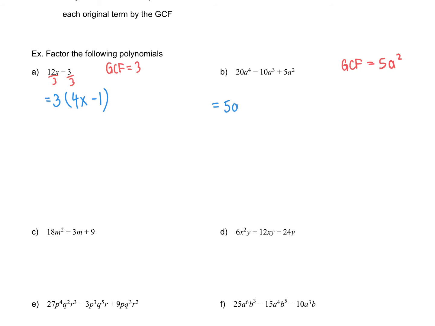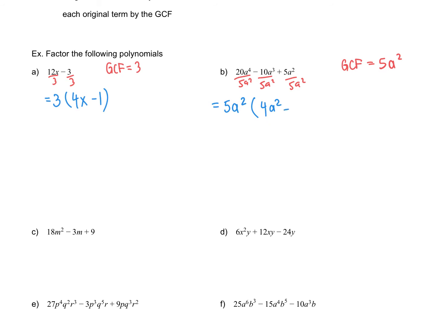So I'll write my GCF in front, I'll open up a bracket, and now to get the leftovers, you can just ask yourself, what should you multiply 5a squared by to get each term? Or just divide everything by 5a squared. So 20 divided by 5 is 4. A to the 4 divided by a squared is a squared. Remember, when you're dividing variables with the same base, you just subtract the exponents.